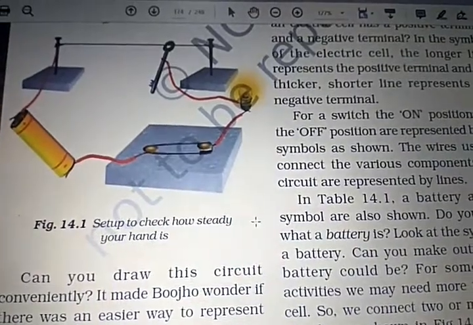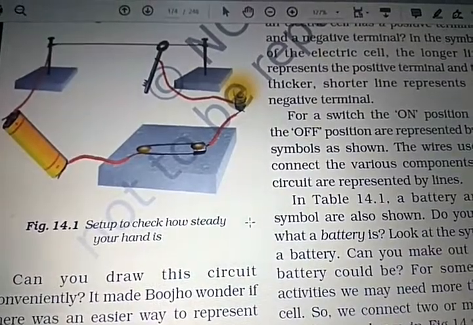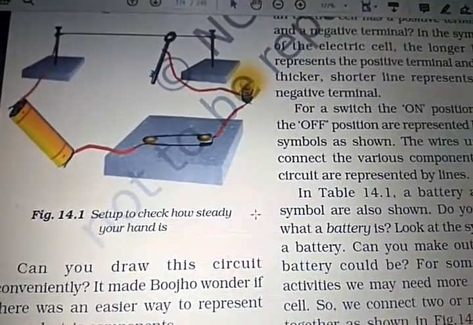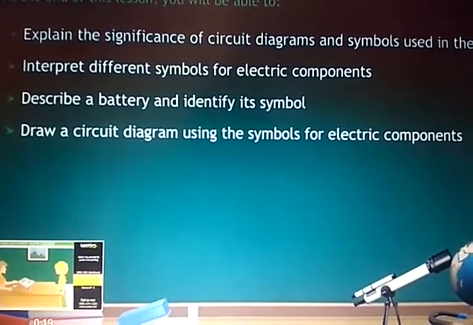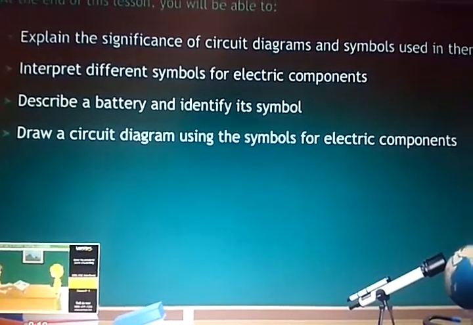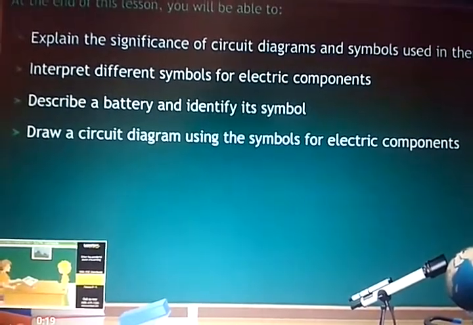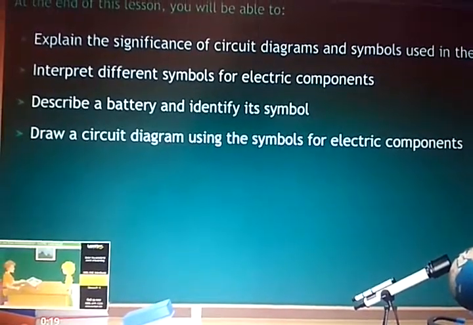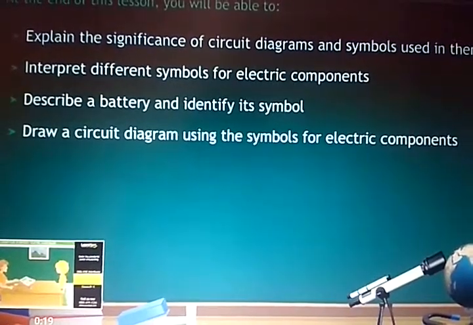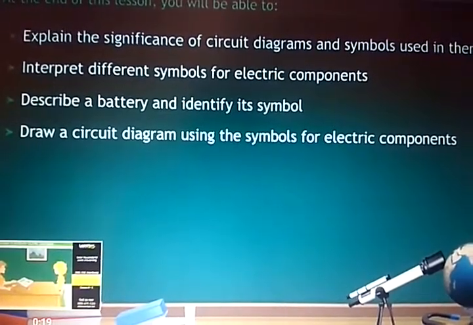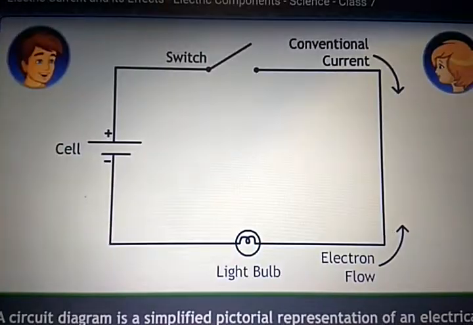Okay students, next we are going to see the different components of electric circuits. Dear students, in this chapter we are going to study: explain the significance of electric circuit diagrams and the symbols used in them, interpret different symbols for electric components, describe a battery and identify its symbol, and draw circuit diagrams using symbols for electric components. So let's begin with the electric components.